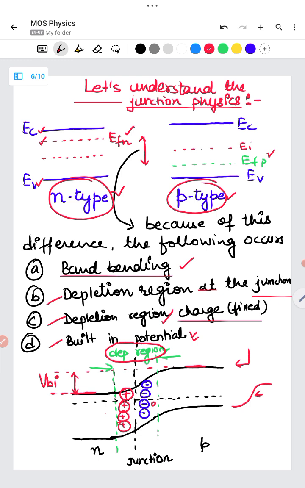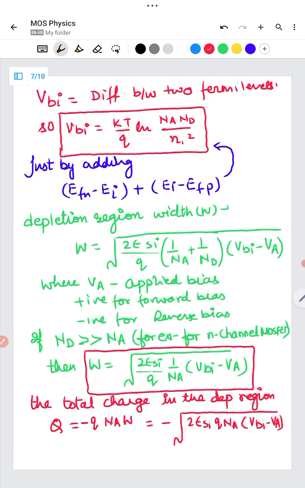Now let's consider first the built-in potential. So what is the built-in potential? It is the difference between the Fermi levels of the two sides. For example, in the n side you have a Fermi level somewhere over here, and in the p side you have a Fermi level somewhere over here.